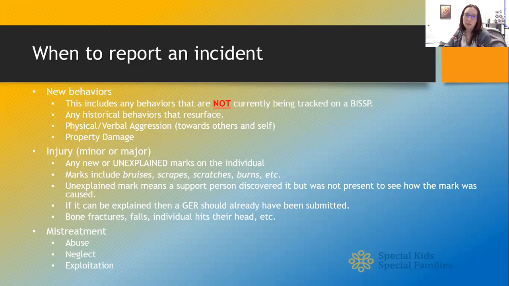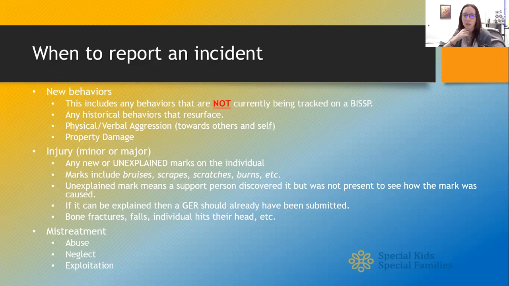Unexplained mark means that a support person discovered it but was not present to see how the mark was caused. If it can be explained, then a GER should have already been submitted. Again, GER is general event report, also known as an incident report. So if it can be explained, there should have already been a report made.